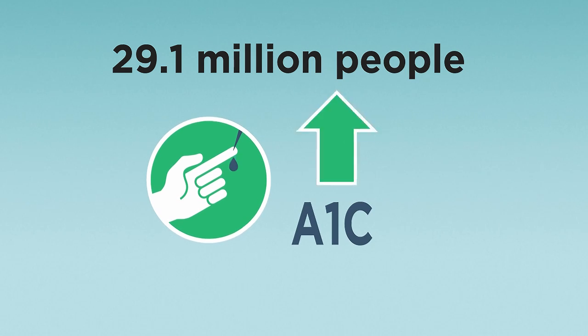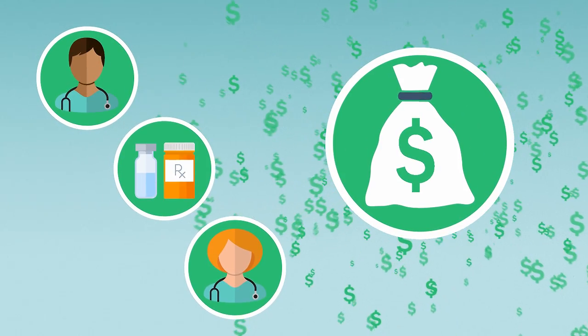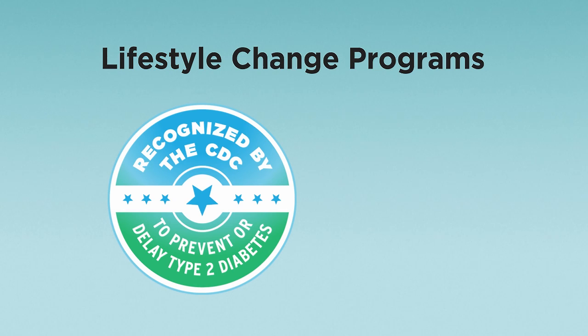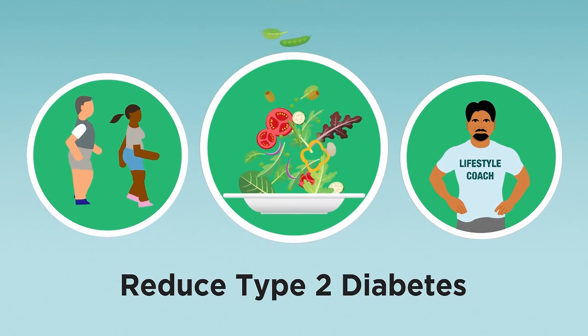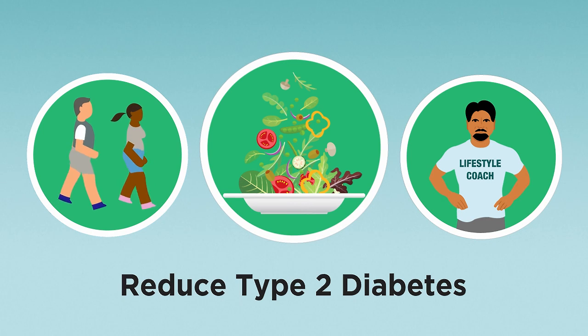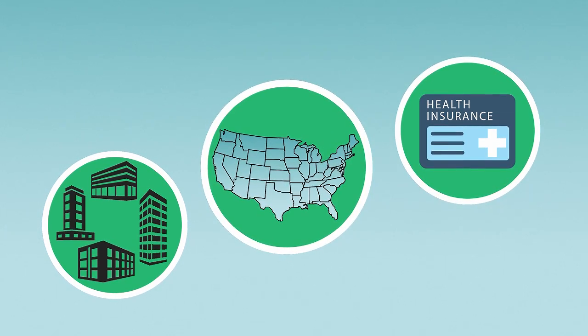29 million adults in the United States have diabetes. Type 2 diabetes is the most common kind. The cost of treating this condition and its consequences can be quite high. Thankfully, diabetes prevention lifestyle change programs, recognized by CDC through the National Diabetes Prevention Program, or National DPP, help reduce the risk of type 2 diabetes among people who have pre-diabetes or are at an increased risk for developing the disease. Many employers, insurers, and state health plans offer these programs as a covered benefit.